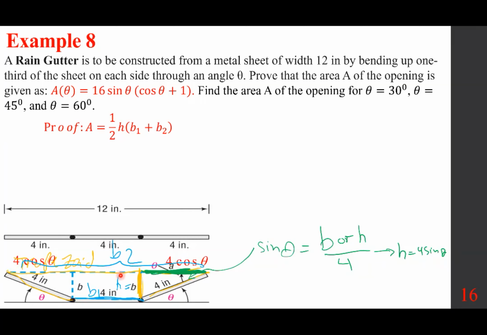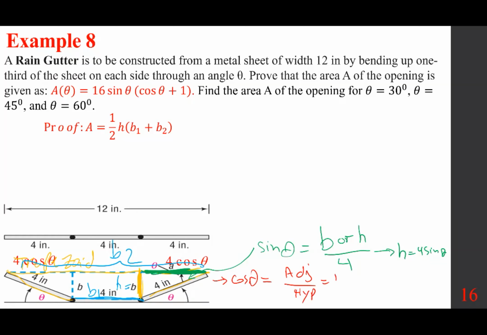Cosine theta is the adjacent over the hypotenuse, adjacent over 4. And the adjacent is the green portion, which makes it 4 cosine theta. And therefore, H is 4 sine theta.